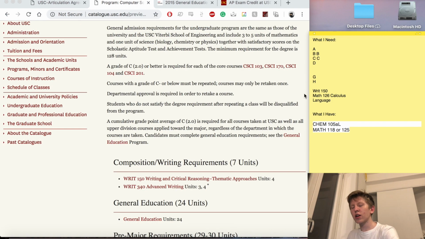Now that we have this kind of comprehensive list, I have these GEs remaining. There are these basic level classes, which it would be nice to fulfill, RIT 150 being the most recommended. And then I have this list of what I have. So actually, that's a good point.